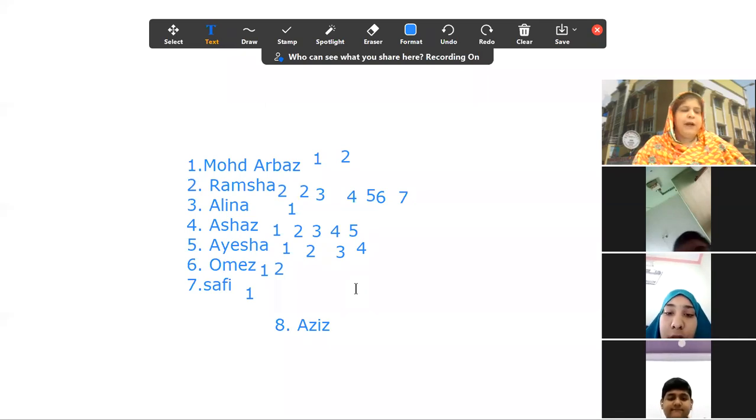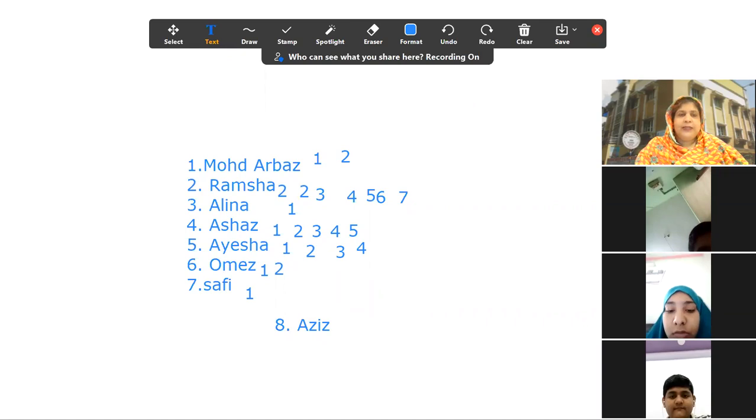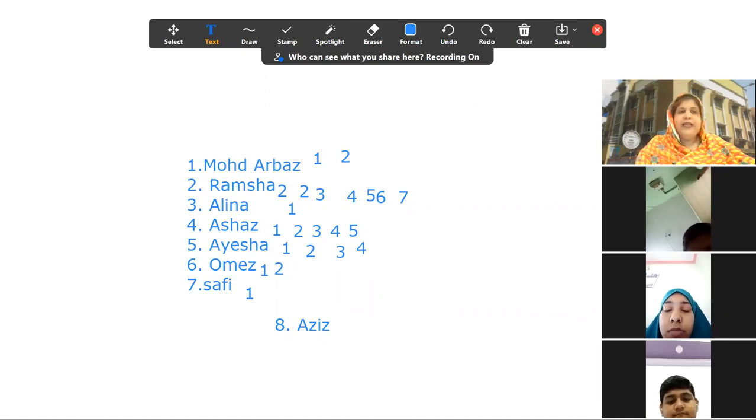Next question, which part of the plant takes in carbon dioxide from the air for photosynthesis? During photosynthesis, plants need carbon dioxide. So from where is it taking? Is it from the root hair, stomata, leaf veins, or sepals? Which one is the right answer? Safi, right answer, stomata.